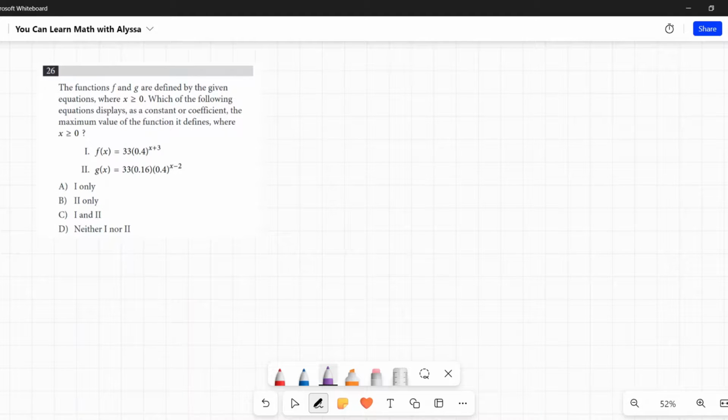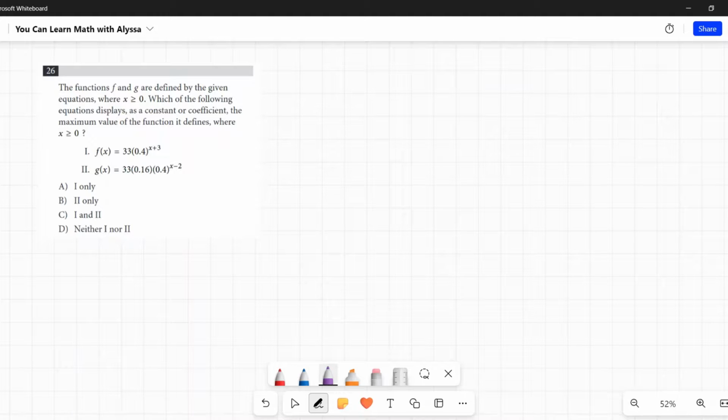Number 26. All right, the last 2 on these, they up the difficulty, especially number 27, but 26 definitely is a jump up as well. The functions f and g are defined by the given equations where x is greater than or equal to 0. Which of the following equations displays as a constant or coefficient the maximum value of the function it defines where x is greater than or equal to 0?